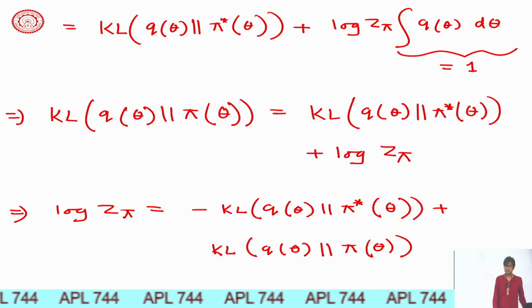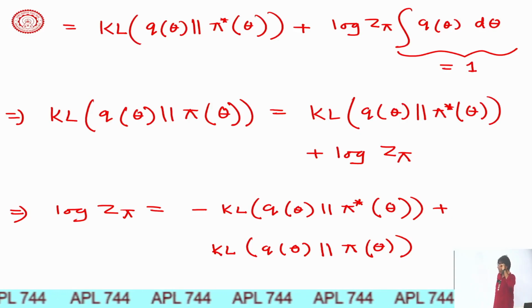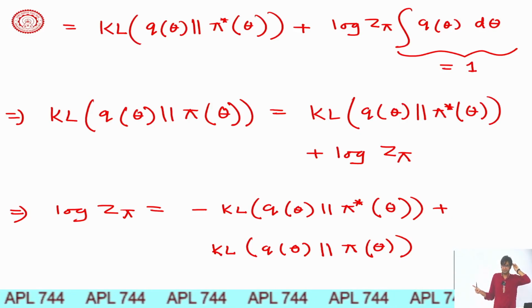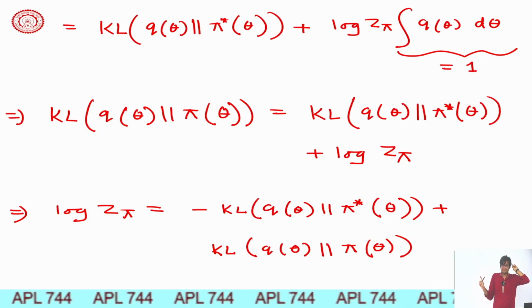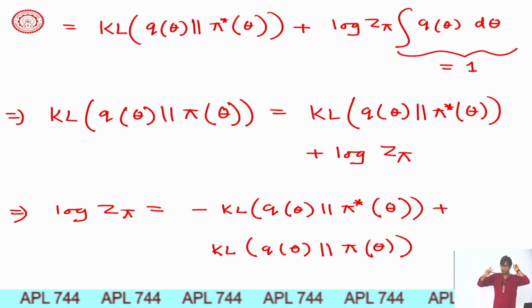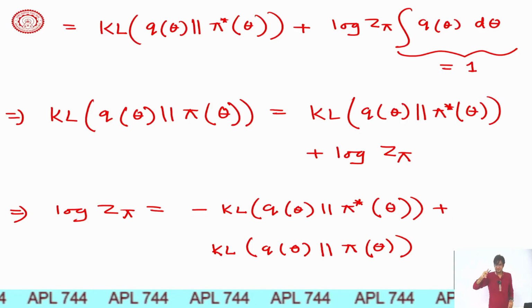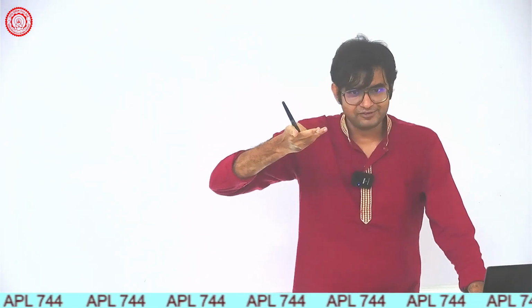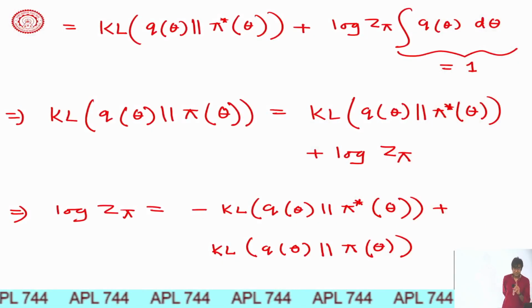Right? Now, can you tell me the expression of minus KL q theta by pi star theta? What will change in the KL divergence expression for a minus sign? The log will swap, right? That is the only change you will get. So instead of q log q by p, we will get q log pi by q. That is the only change. Keep that in mind.